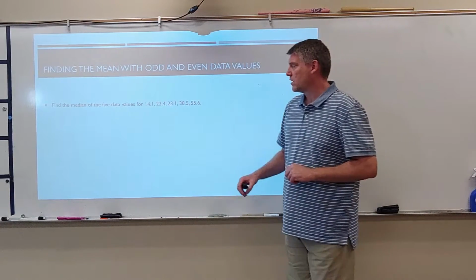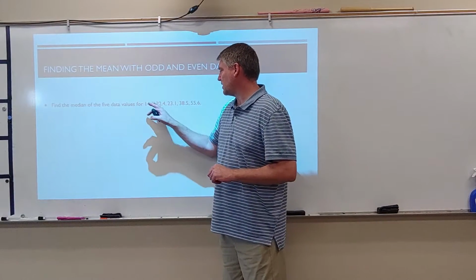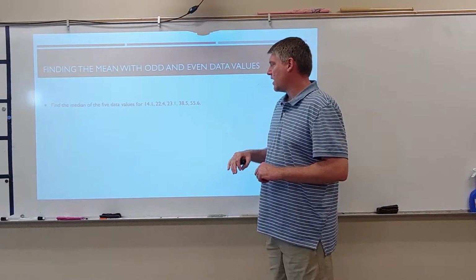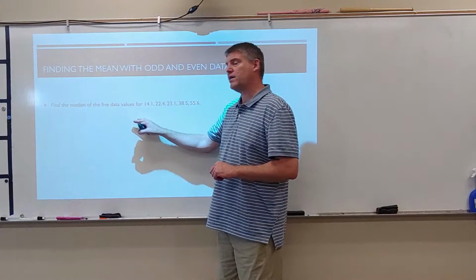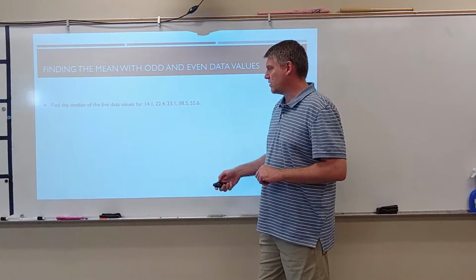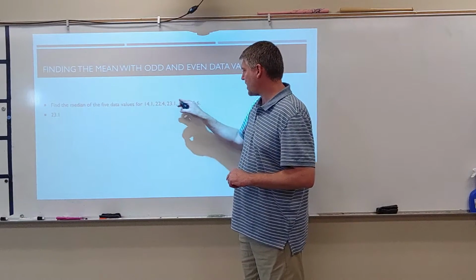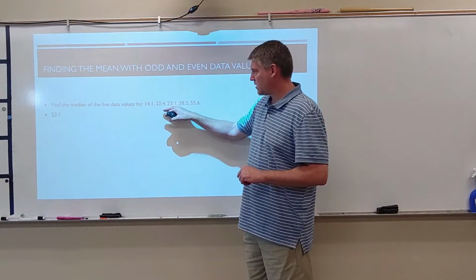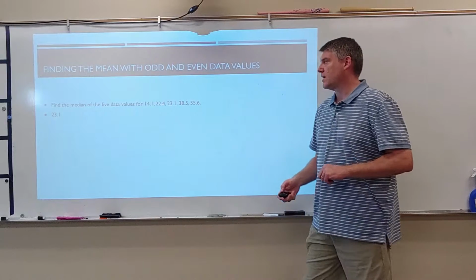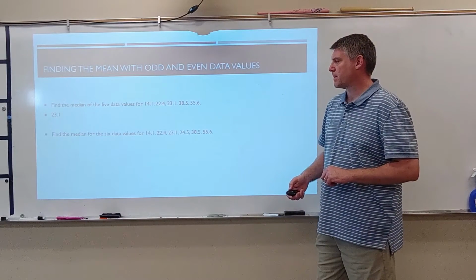Here we have 5 data values: 1, 2, 3, 4, 5. The nice thing is these are already in order for us. So we can count here: 1, 2, 3, 4, 5. 3 is my middle, so 23.1 is my median.